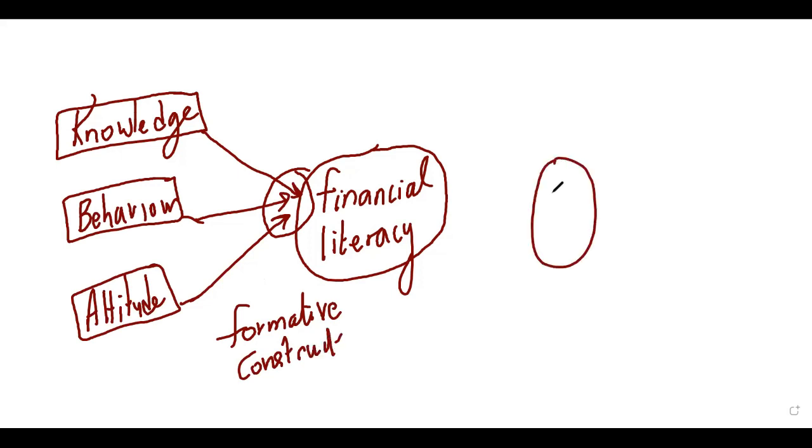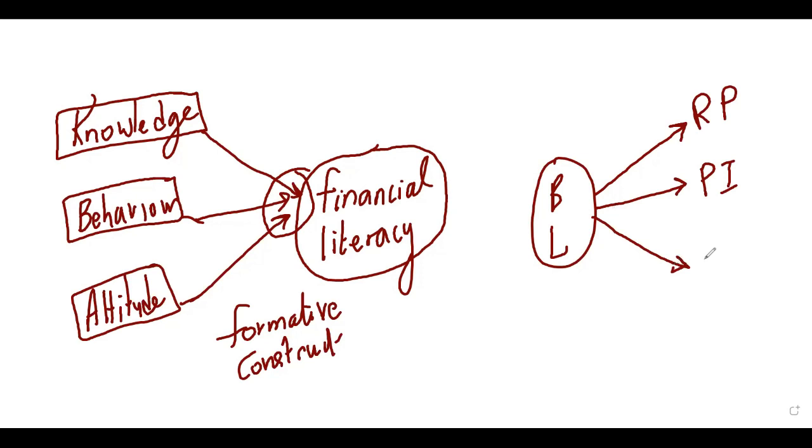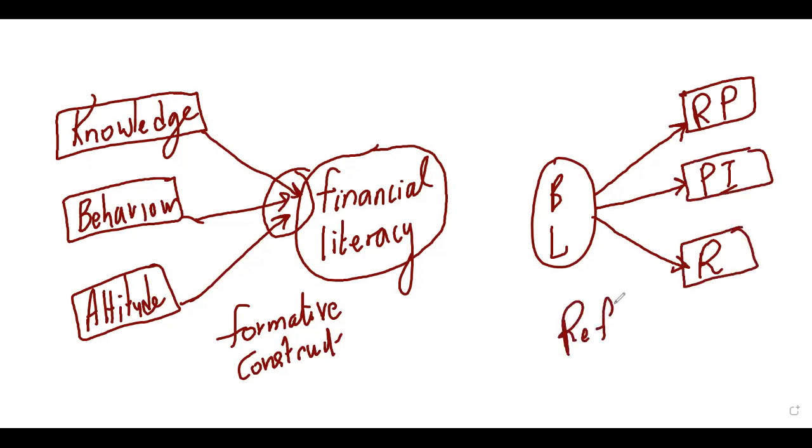Similarly, in case of brand loyalty, brand loyalty is represented by repurchase behavior. Brand loyalty is also represented by price inelasticity. Brand loyalty is also measured by the referral behavior. So this construct is known as a reflective construct. So there are two types of constructs: one is known as a formative construct and another is known as a reflective construct.